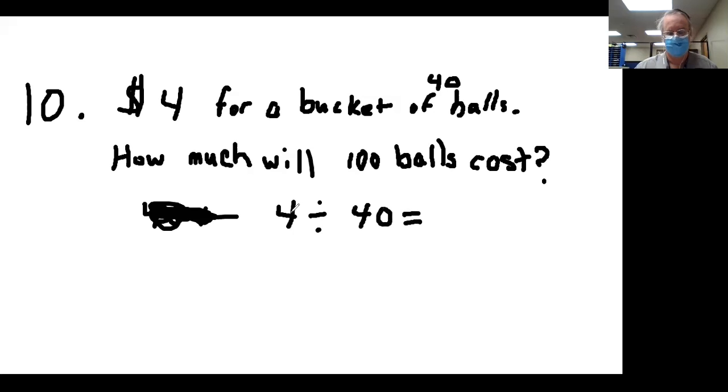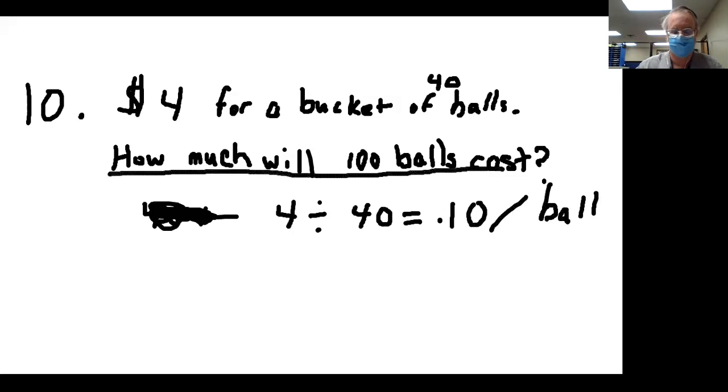So $4 divided by 40 balls will give you a unit cost. Sorry, it took me a while to figure that out. It comes to 10 cents a ball. So then you've got another problem. How much will 100 balls cost?